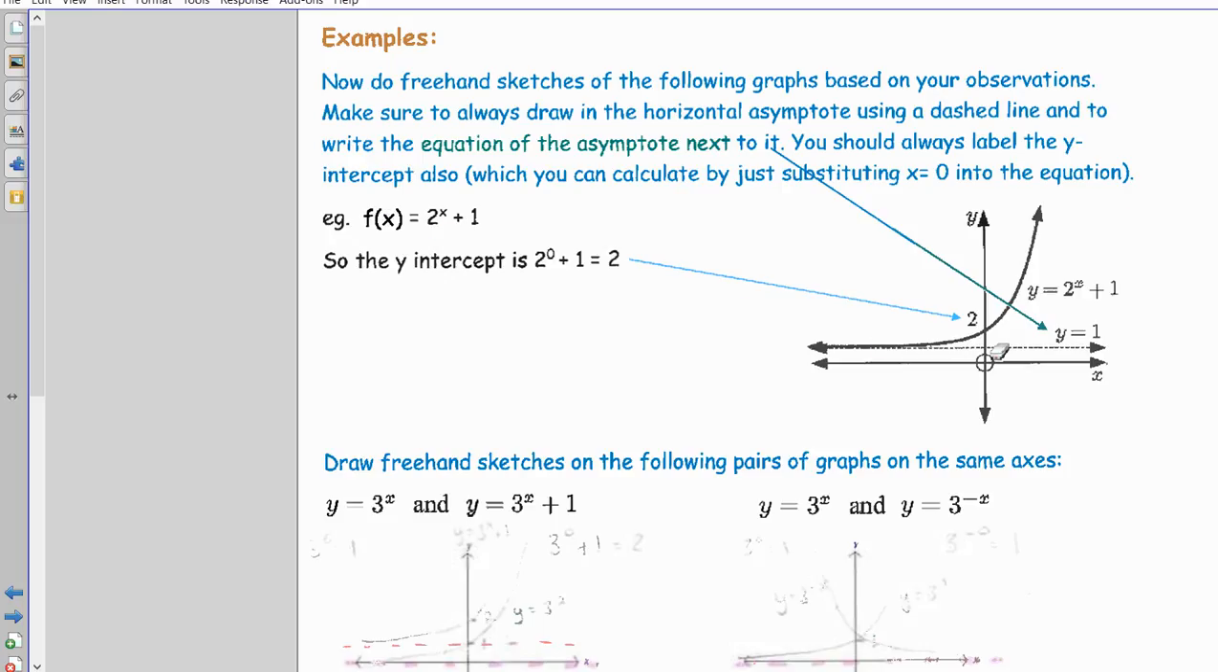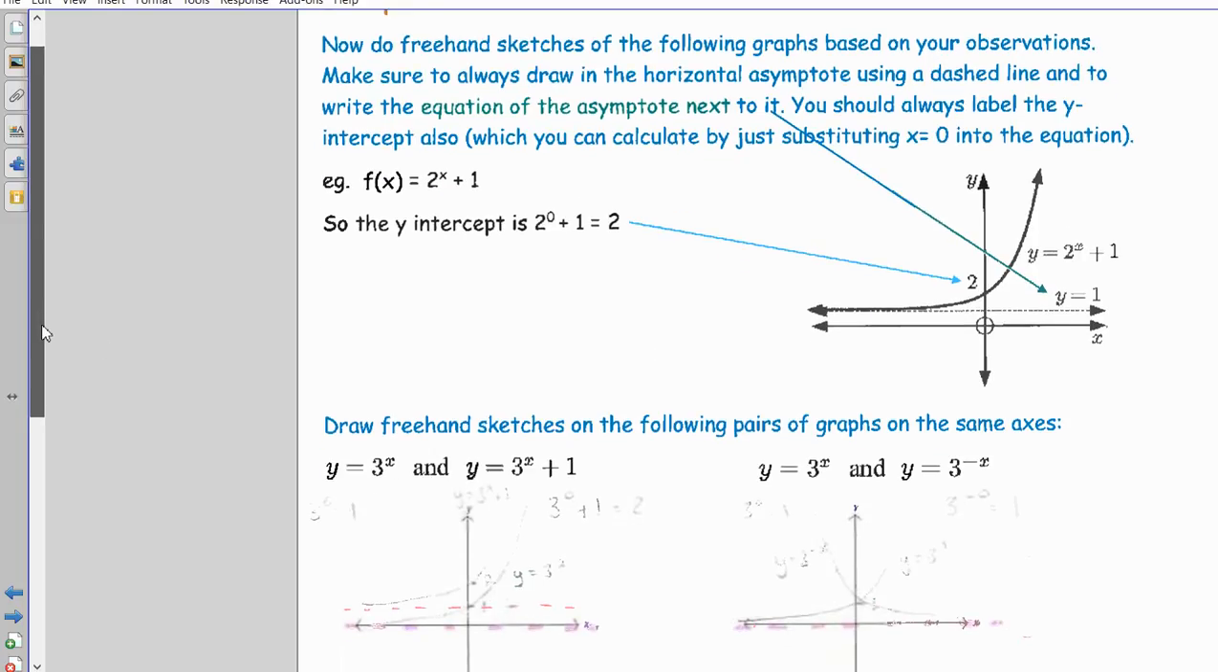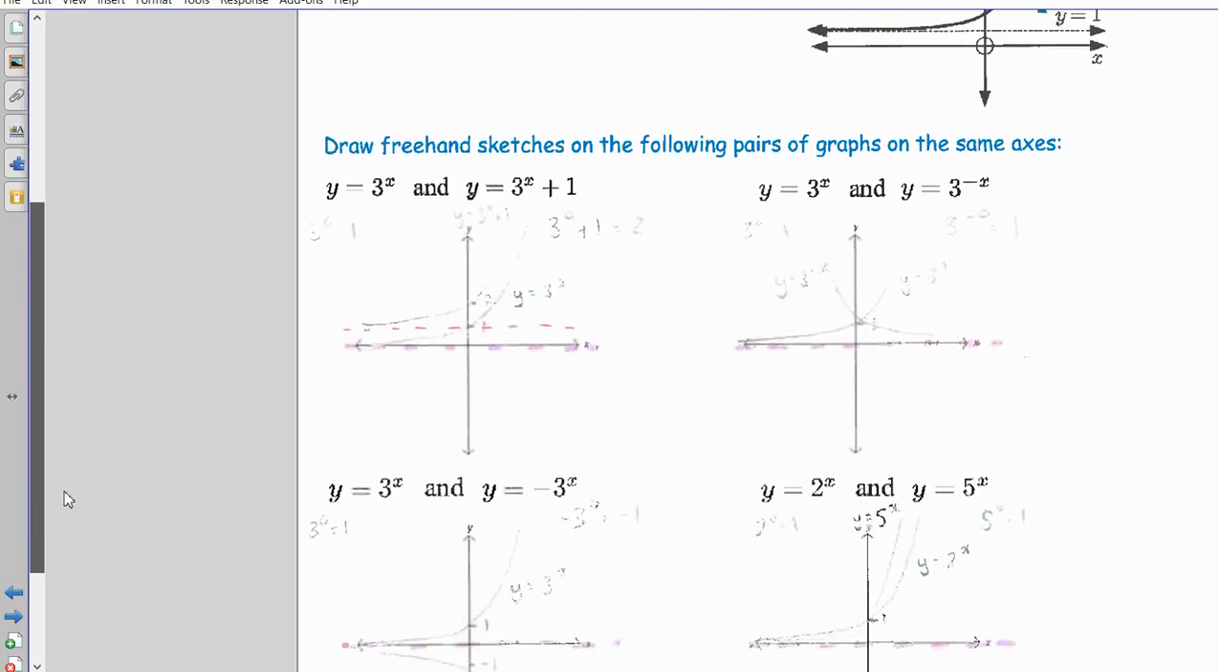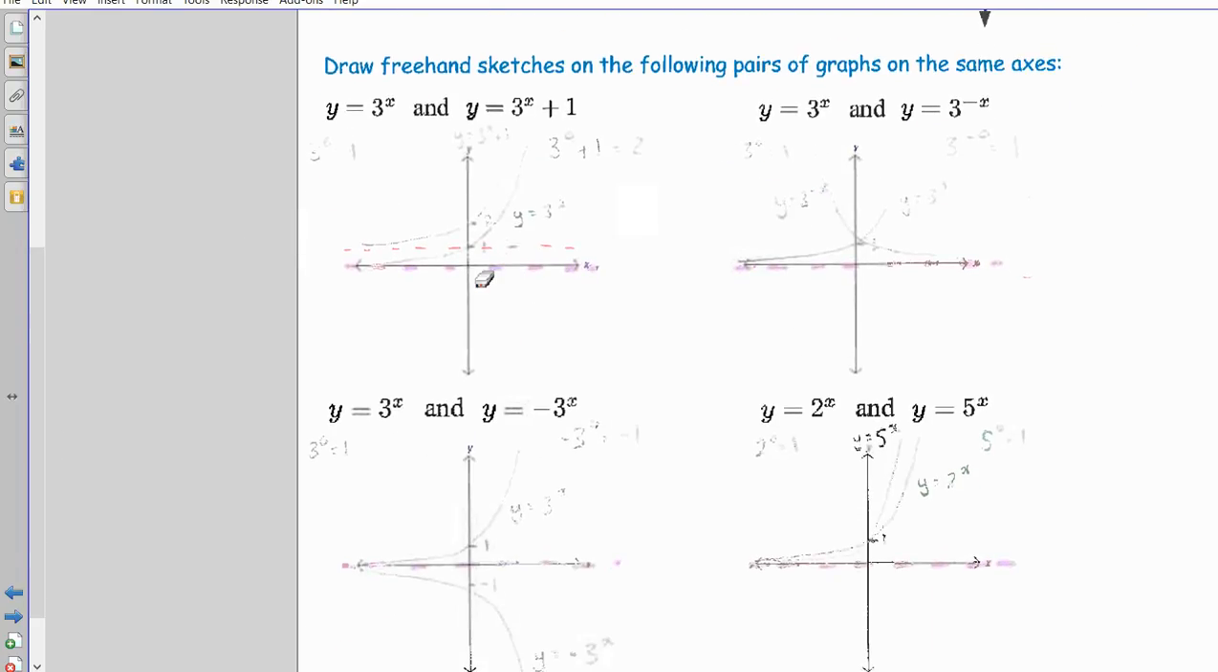Now do freehand sketches of the following. So I've kind of done them roughly, if you can see them. So do your x and y axis. y equals 3 to the x, so we'd have a horizontal asymptote at y equals 0. And 3 to the x is just a regular one, so it'll have a y-intercept of 1, and it's a growth. Whereas 3 to the x plus 1 would have a horizontal asymptote at y equals 1, because everything's shifted up. Its y-intercept would now be at 2, because if you plug in 0, you'll get 2 as your answer, and it's still just a growth. So it's the same graph, it's just been shifted up.